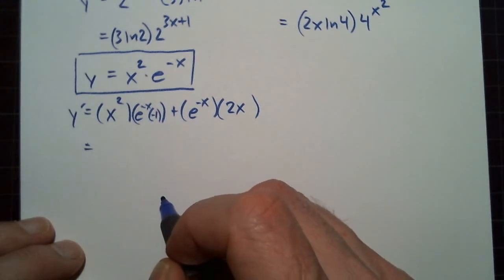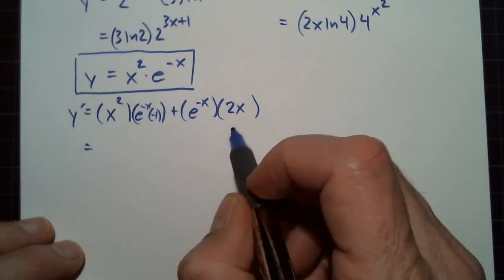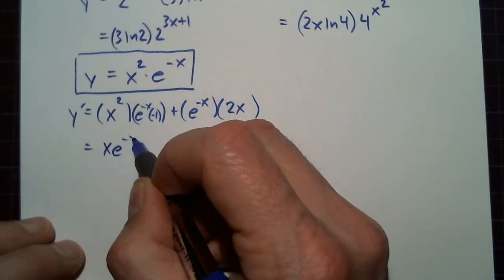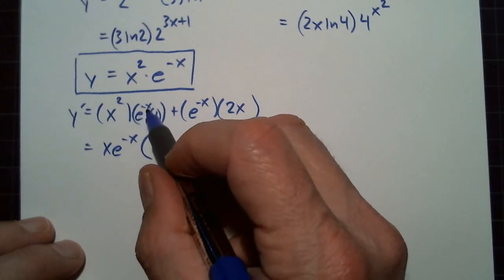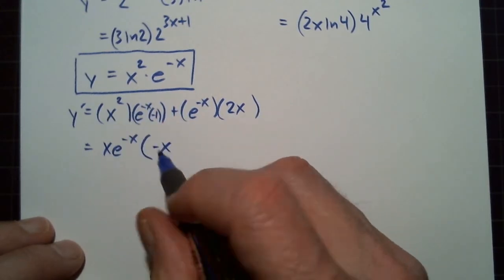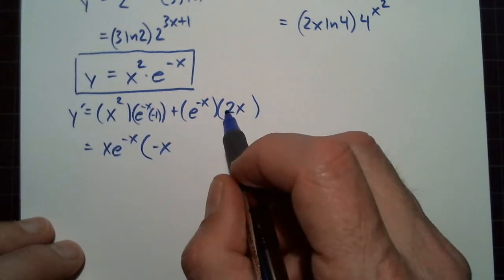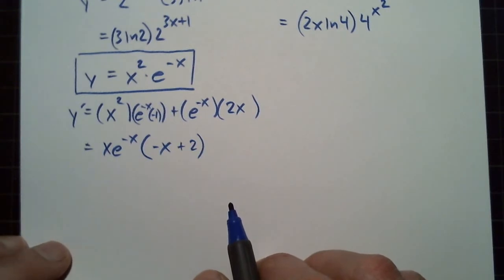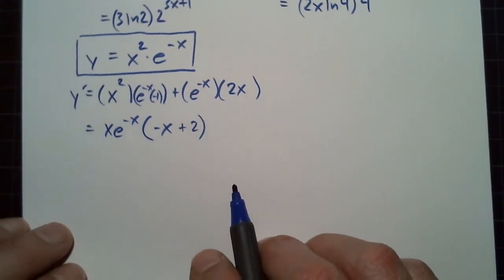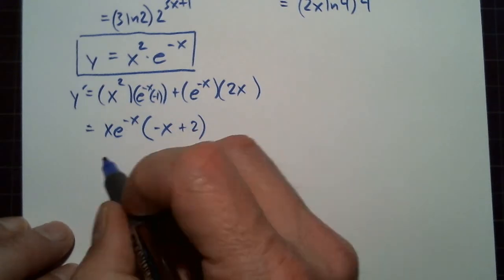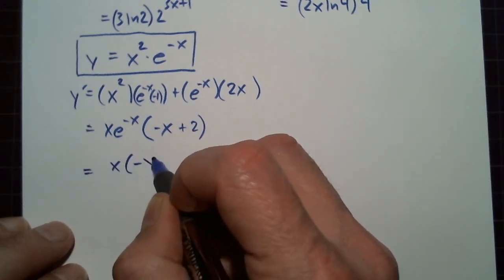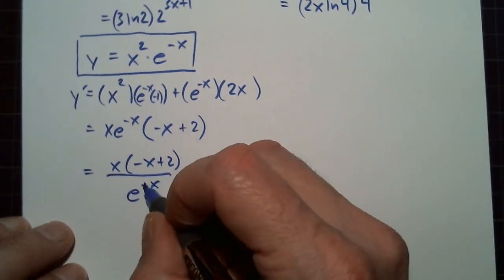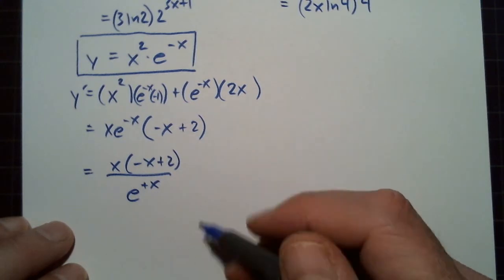Why don't we just factor, and we'll have an x e to the negative x. Take out the e to the negative x and an x, and that's what we're left with there. Take out an x e to the negative x, and we're left with a 2 there. And we can rewrite that as x times negative x plus 2 over e to the x. Oops, that'll be a positive x when we put it in the denominator.